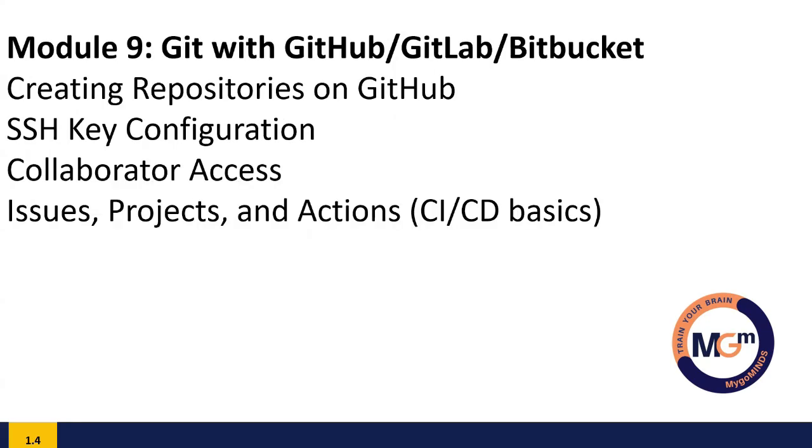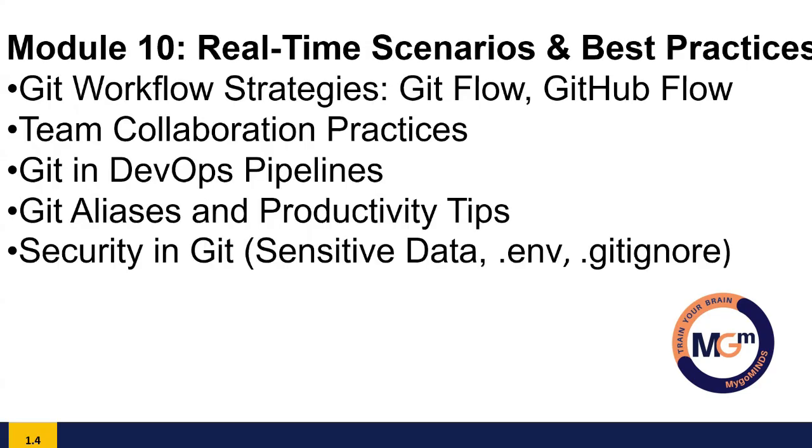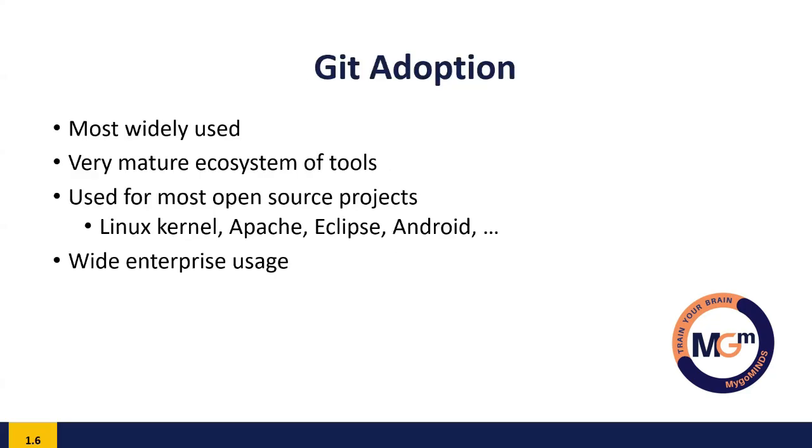And the ninth module will show you Git and GitHub, creating repositories on GitHub. SSH key configuration, collaborator access, issues, projects, and actions I will show you, guys. The real-time scenarios will show Git workflow strategies, Git flow, GitHub flow, team collaboration practices, Git in DevOps pipeline, and Git aliases, productivity tips, and security in Git, I will show you this, guys.